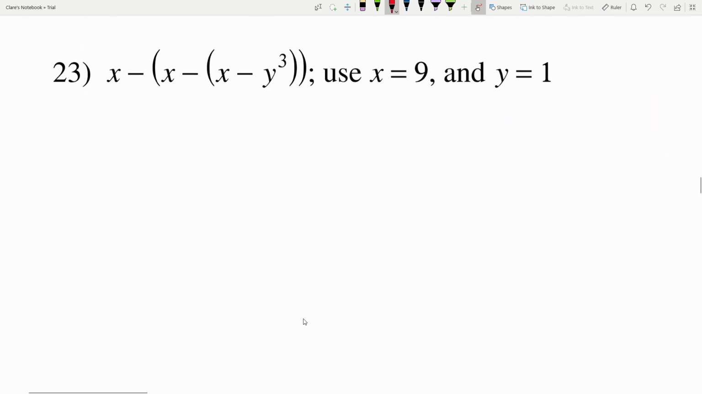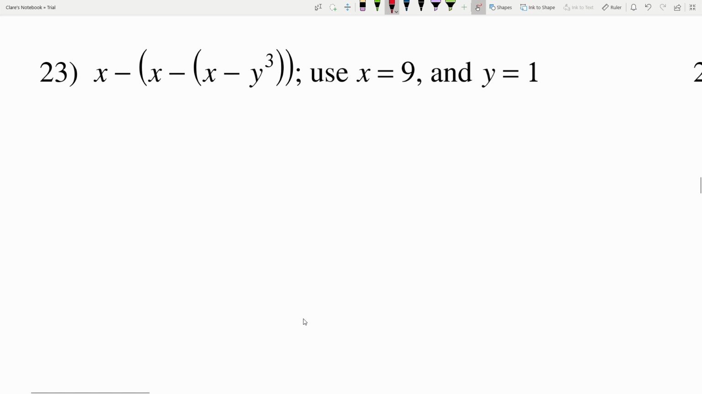Moving on to number 23, we have multiple parentheses again, so let's stick together. We have x minus x minus x minus y cubed. So let's go ahead and plug in our values for x and y. X is 9, so I'll have 9 minus 9 minus 9 minus y, which is 1, cubed.